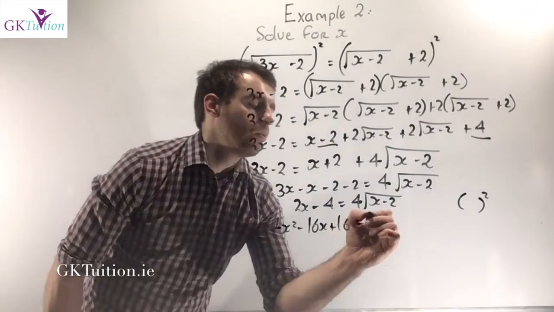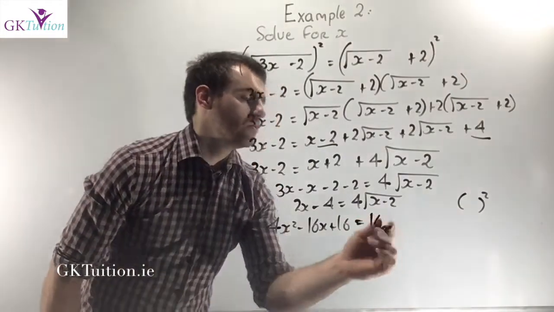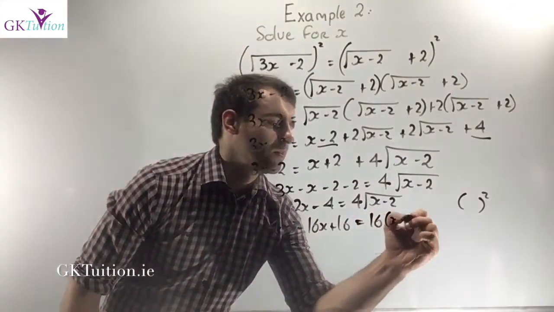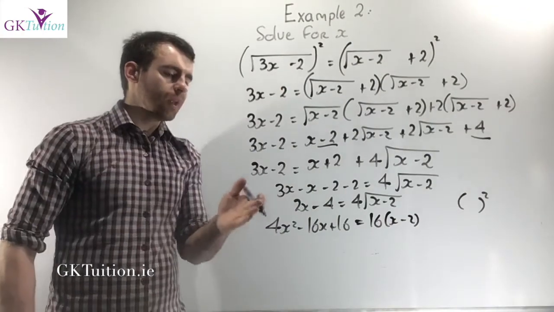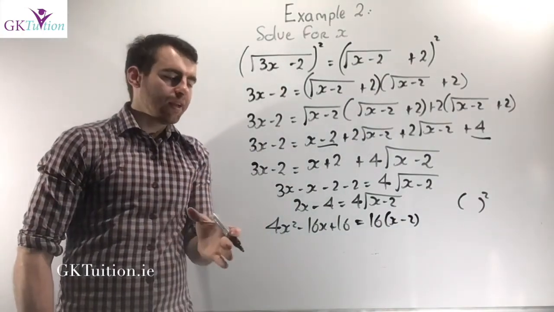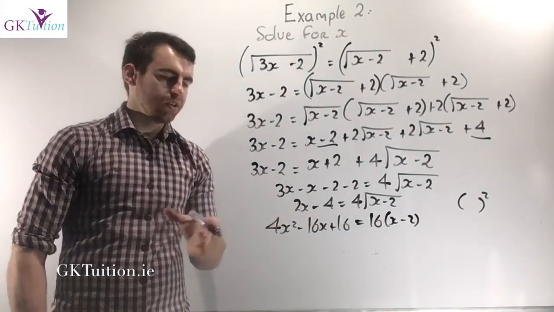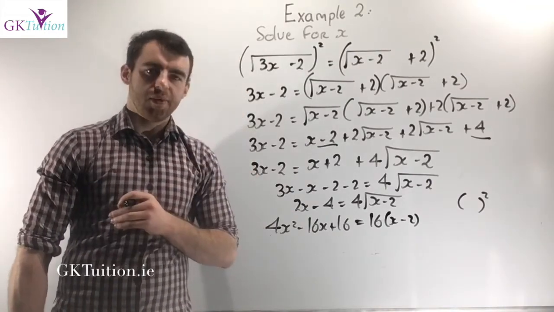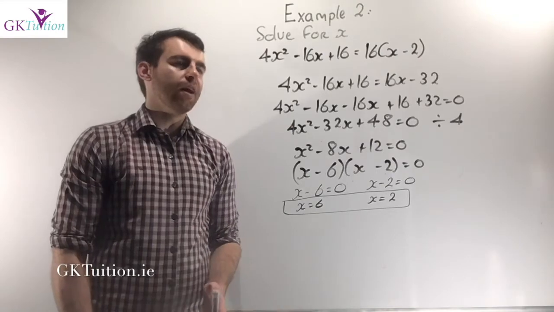4 multiplied by 4 is 16, and root x minus 2 multiplied by itself simply gives me x minus 2. And now I'm happy. I've eliminated the surds and I just have basic algebra. So I'm going to rewrite this line at the top and we're going to take it from there. So it's basic enough algebra from here.